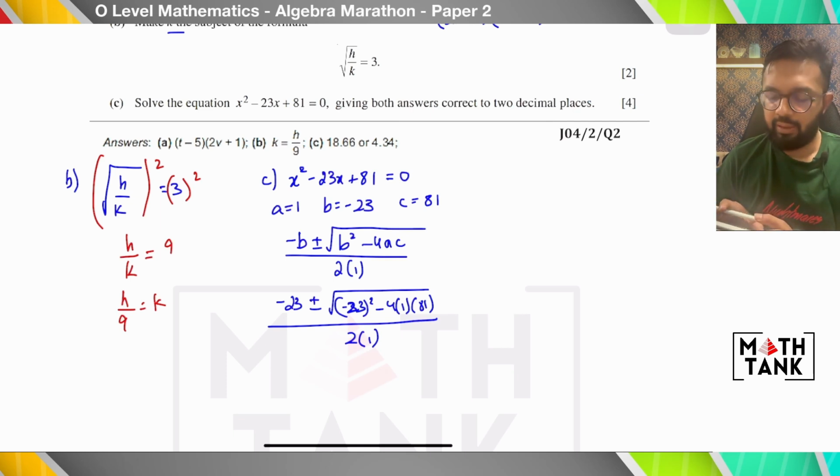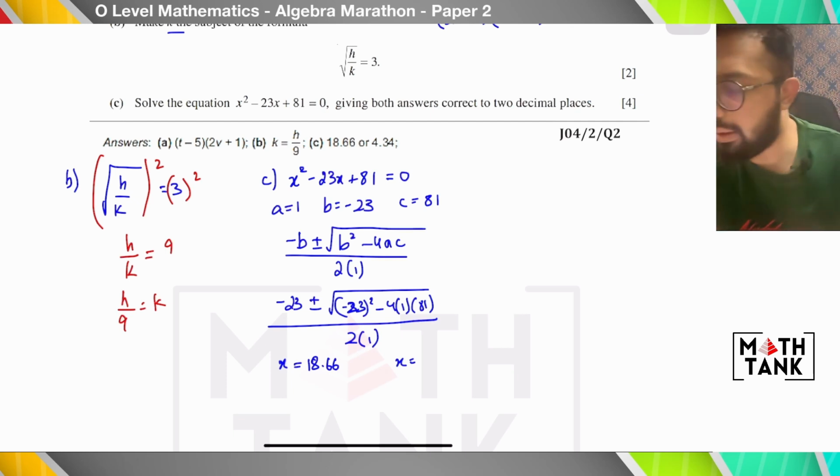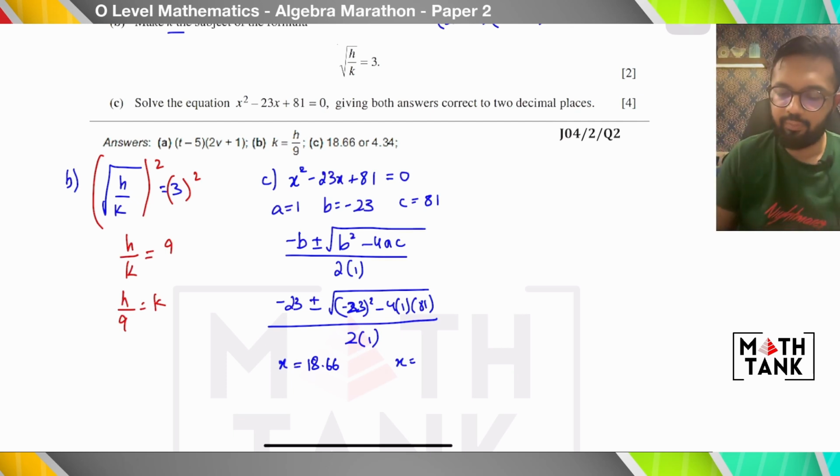So, two decimal places. The first answer that I'm getting is 18.66, so x equals 18.66. That's from the one with the plus, and the other one, with the minus, is 4.34. And those answers are matching, so those are the correct answers.